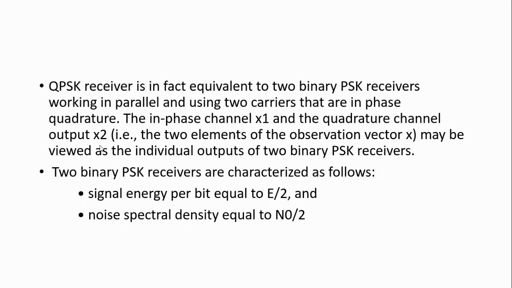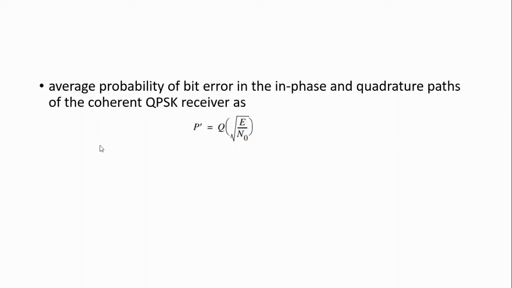The QPSK receiver has two binary PSK receivers working in parallel with two carriers. One is the in-phase signal and the other is the quadrature phase signal. The in-phase output is x1 and the quadrature phase output is x2. The two binary receivers are characterized as follows. The signal energy per bit is E/2, and the noise spectral density is N0/2. The average probability of bit error in the in-phase and quadrature phase channels is p = Q(square root of E/N0).